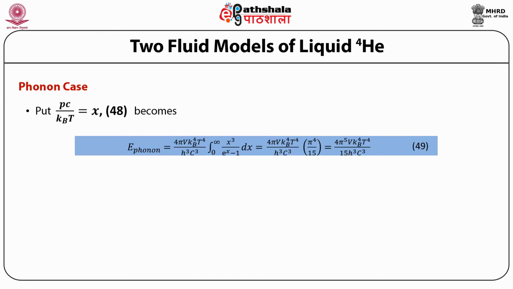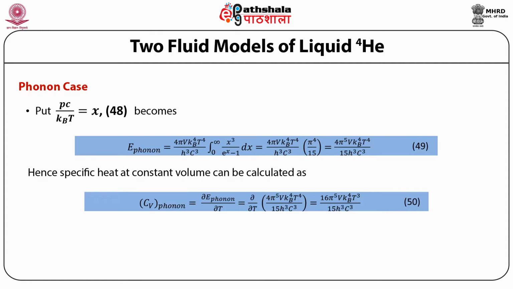4π V k_B⁴ T⁴ upon h³ c³ multiplied by π⁴ upon 15, which is equal to 4π⁵ V k_B⁴ T⁴ divided by 15 h³ c³. Hence, specific heat at constant volume, corresponding to the phonon part, can be calculated as C_V equals the partial derivative of E_phonon with respect to temperature, which is the partial derivative of 4π⁵ V k_B⁴ T⁴ divided by 15 h³ c³ with respect to temperature, which is equal to 16π⁵ V k_B⁴ T³ upon 15 h³ c³.